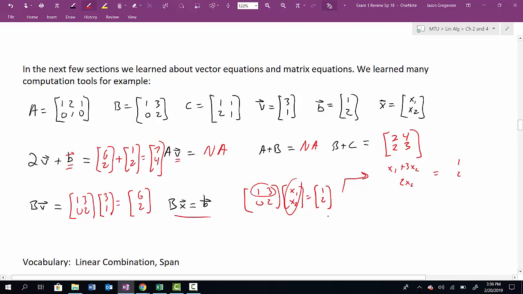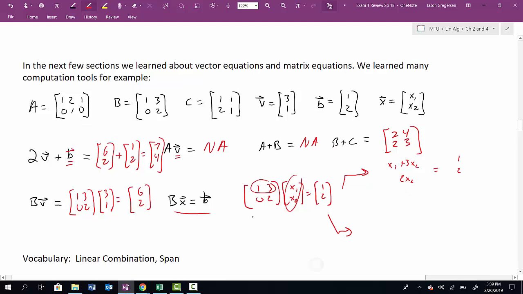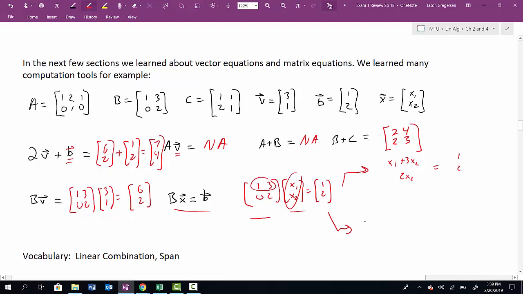And then I could do that multiplication using the linear combination vector and say this matrix times that vector can be written as x1 times the first column plus x2 times the second column. And that's supposed to be equal to the vector 1, 2. And that's the vector equation. So the big idea was they're all pretty much the same, right? And that's where we kind of ran from that.